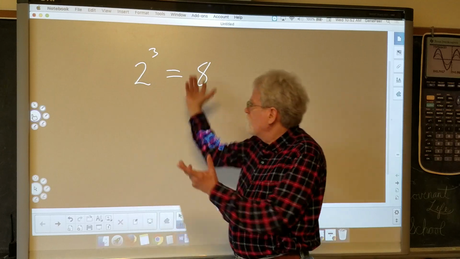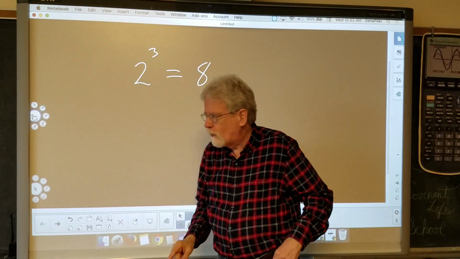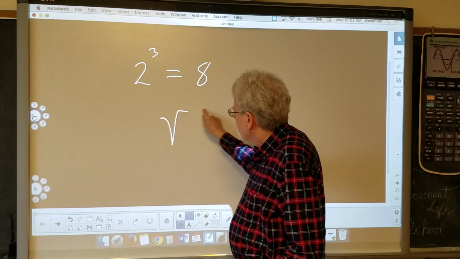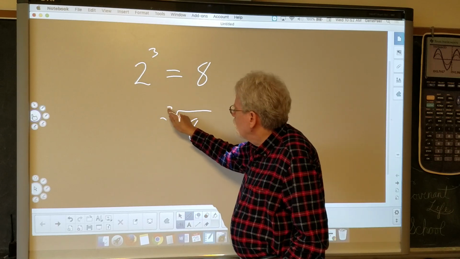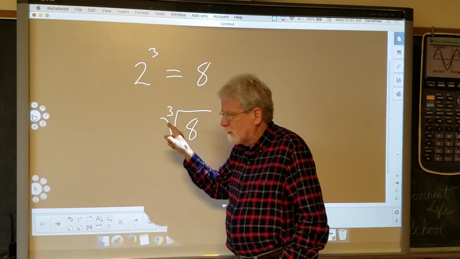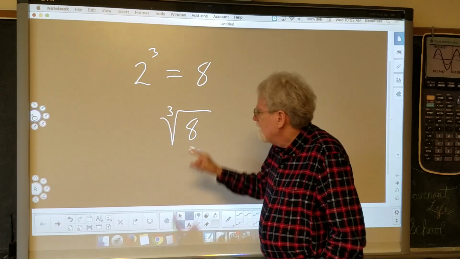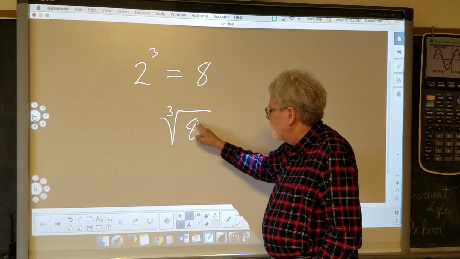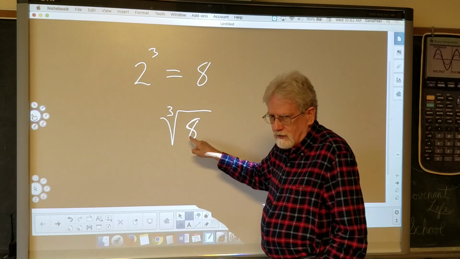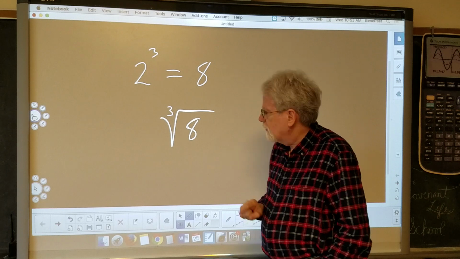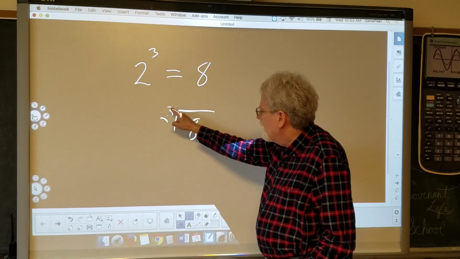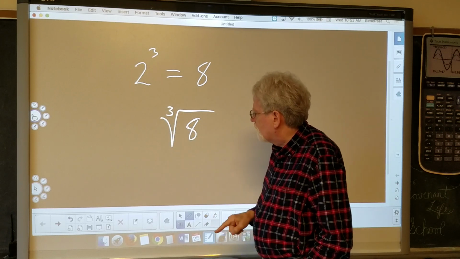So, to reverse this, to put it in radical form, here's how we write it. It's not the square root of 8, we're taking the cubed root of 8. We put a 3 in here. This is called the index. The index is 3. By the way, this number is called the radicand, and this is the radical sign. The radical sign, the radicand, and this guy is the index.